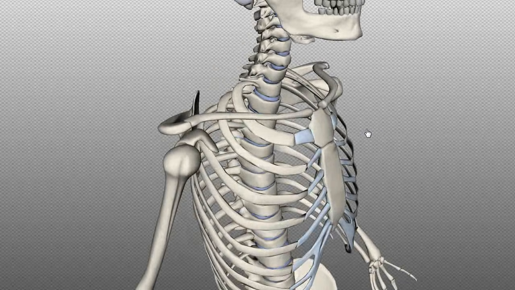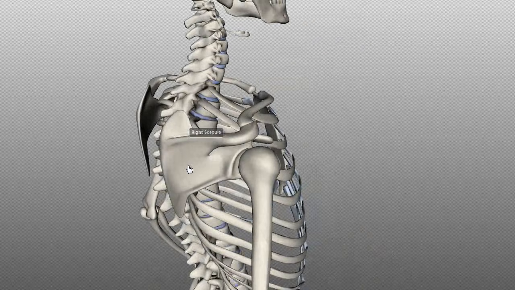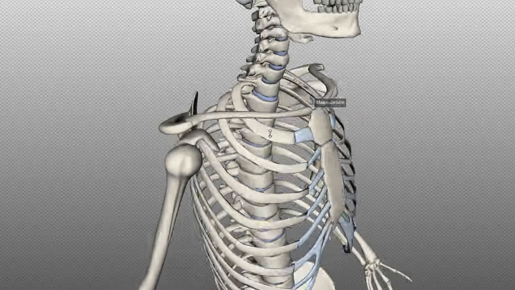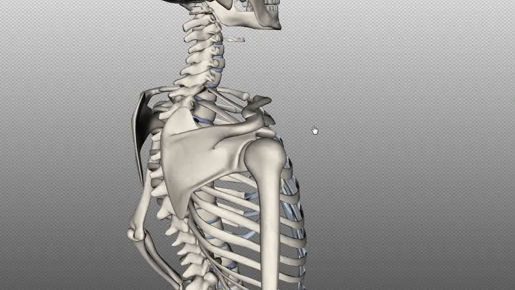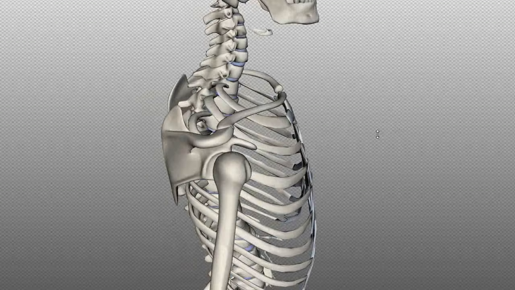Okay, this is a tutorial on the shoulder girdle. The shoulder girdle consists of the scapula at the back and the clavicle anteriorly. It is also referred to as the pectoral girdle, and together with the proximal part of the humerus, it makes up the bony framework of the shoulder. In this tutorial I'll talk about some aspects of the shoulder girdle, the clavicle and the scapula.